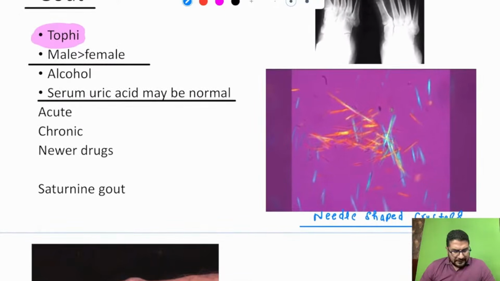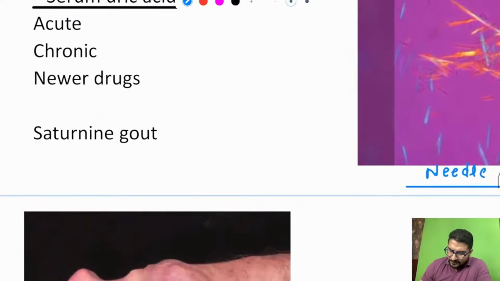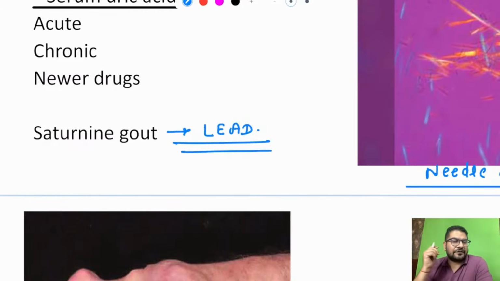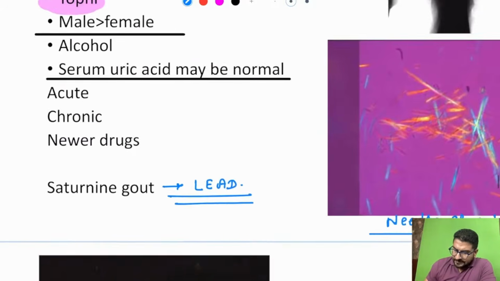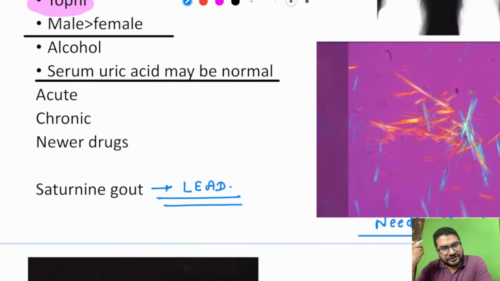Then understand, there is a metal which can precipitate gout. This is called lead. So sometimes the patient gets gout from lead as well. So gout due to lead exposure is what we call Saturnine gout. Look, this is rapid revision, so here I am talking about only the questions, because these are the questions which they ask in exam.